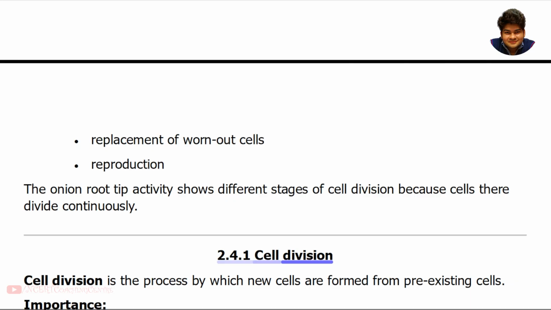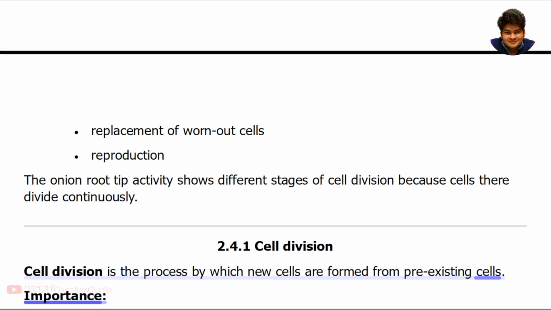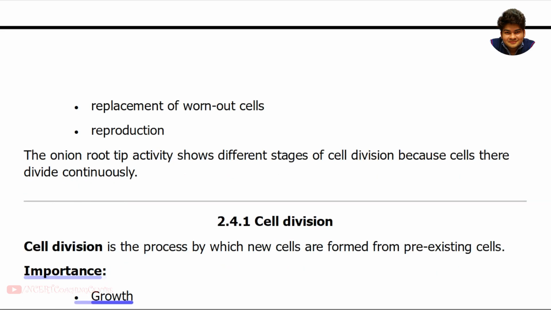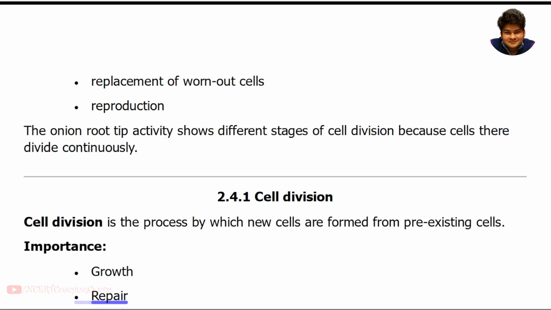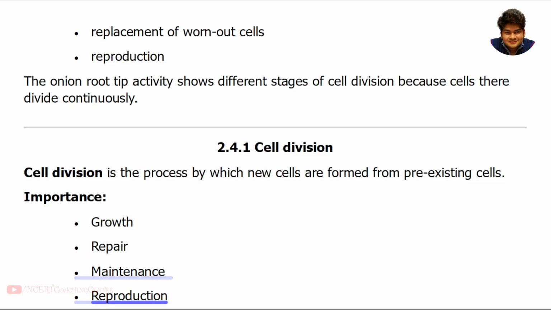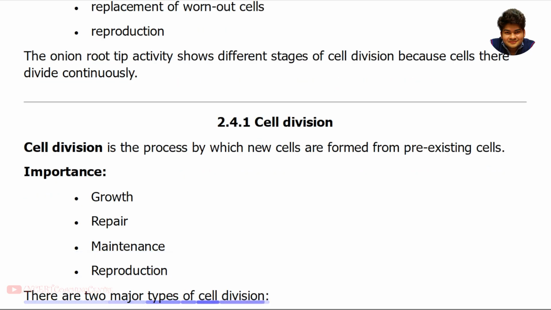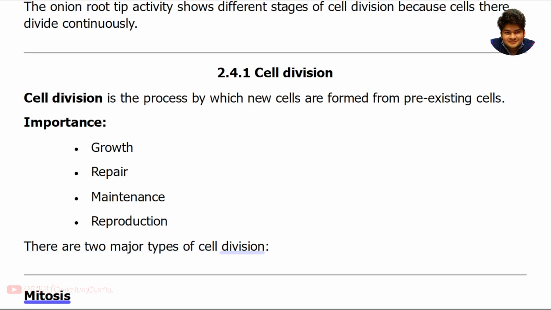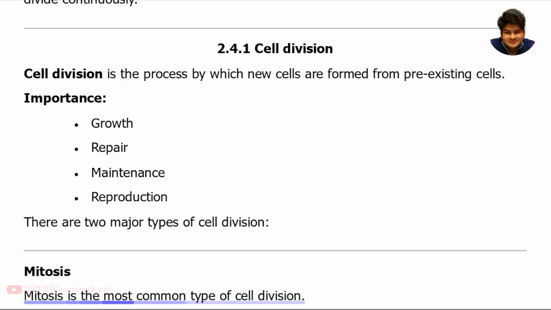2.4.1 Cell division. Cell division is the process by which new cells are formed from pre-existing cells. Importance: growth, repair, maintenance, reproduction. There are two major types of cell division. Mitosis. Mitosis is the most common type of cell division.